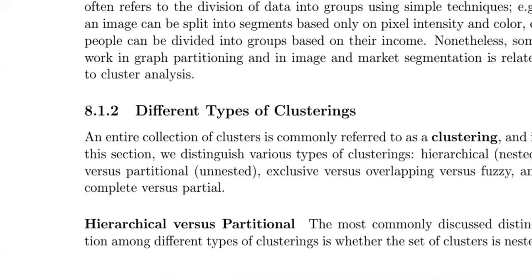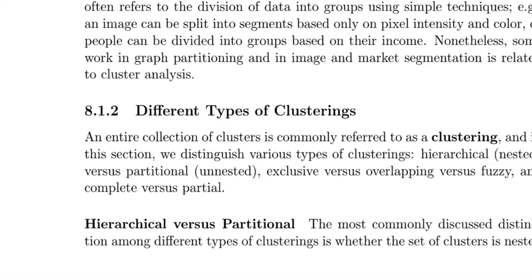And the last concept is cluster analysis, grouping a set of data objects into a set of clusters. The next one is types of clusters. Different types of clusterings are used in cluster analysis. An entire collection of clusters is referred to as a clustering. Generally, we have various types of clusterings: hierarchical and partitional, exclusive and overlapping, fuzzy, and complete and partial. These are the types of clusterings we have to use.